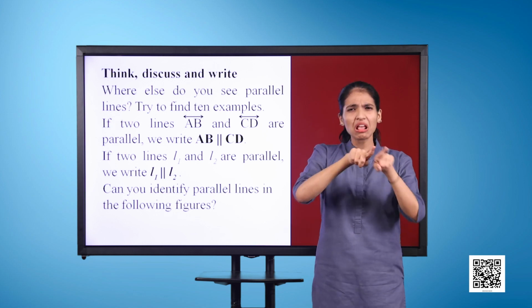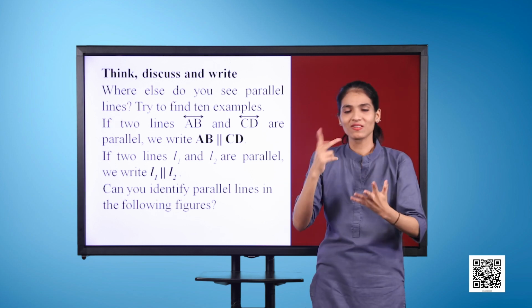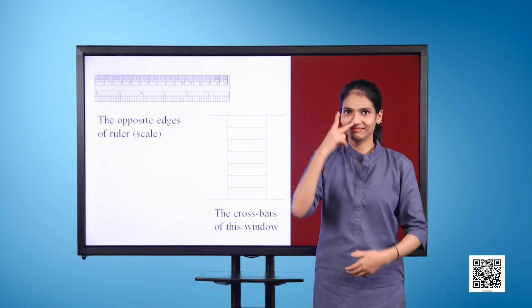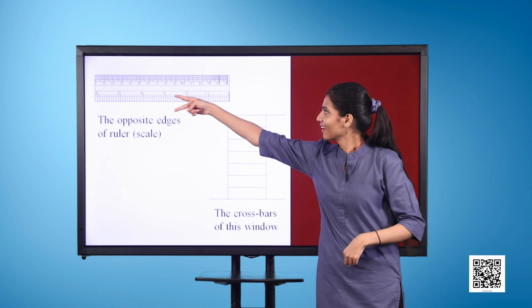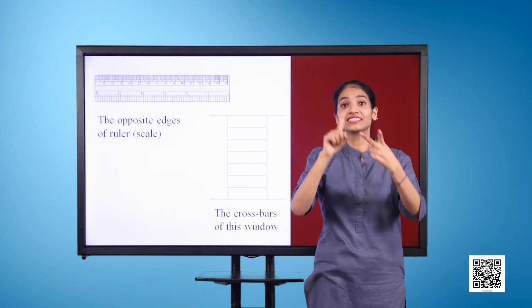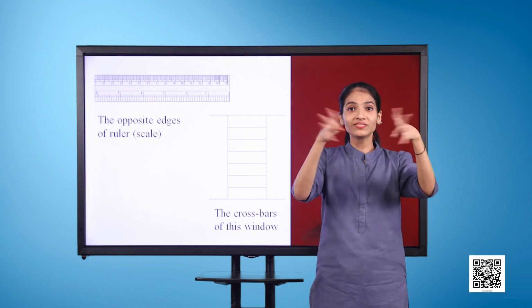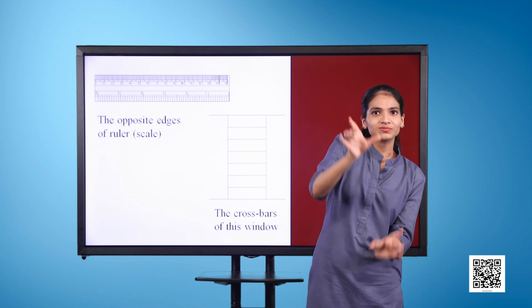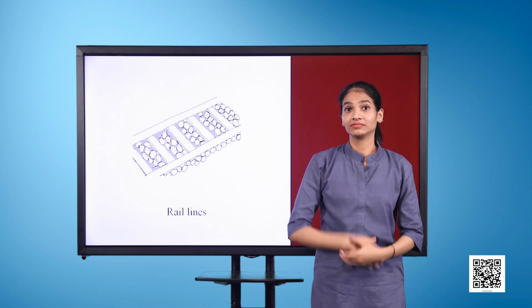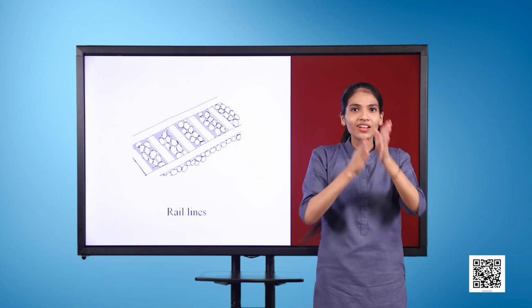Can you identify parallel lines in the following figures? There are three figures given here. The first one is of a ruler showing the opposite edges of ruler or scale. The second figure represents the crossbars of this window. The third figure shows rail lines.